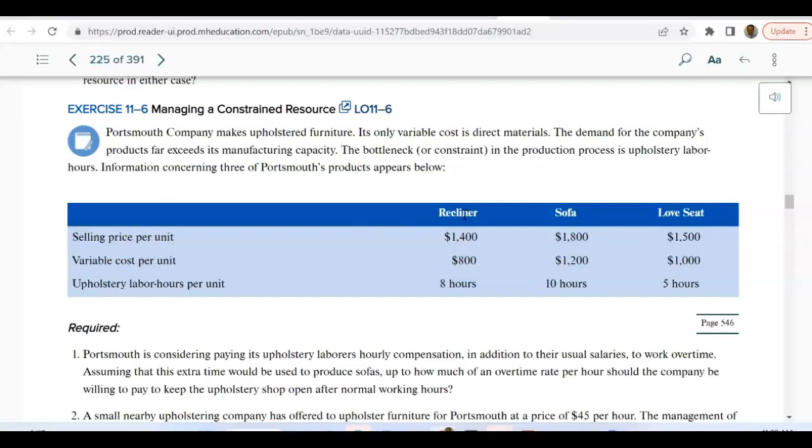Selling price for recliner, for sofa, for love seat. Variable cost, which is material, $800 for recliner, sofa, and love seat. Labor hours per unit: recliner takes 8 hours, and we just learned that labor is the constraint. 8 hours for recliner, but 10 hours for sofa, and just 5 hours for love seat.